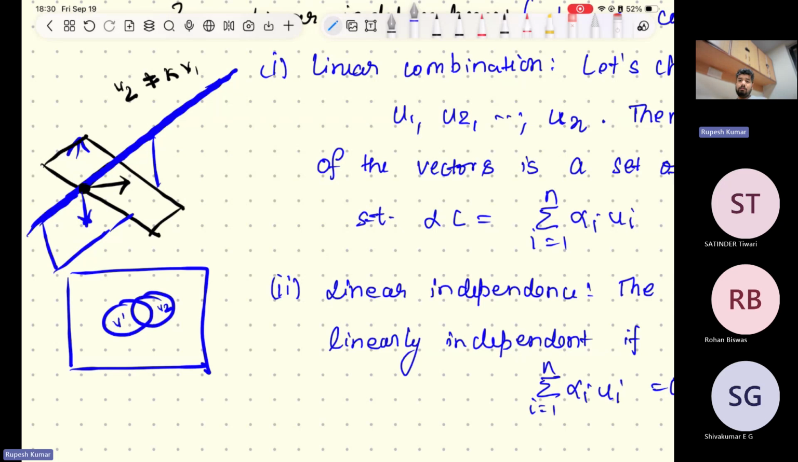Now when you check the first property, closure: does the sum of these two vectors lie on both of these planes? Can you tell me? It is the sum of two vectors, whether they lie on the two planes. One vector is lying in this black plane, another vector is lying in the blue plane, non-zero vectors obviously. If you add them up, does the result lie on both the planes?